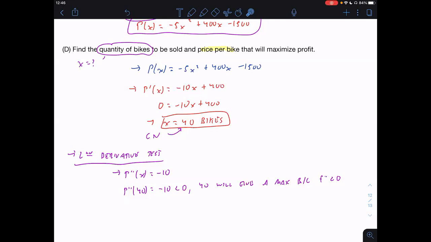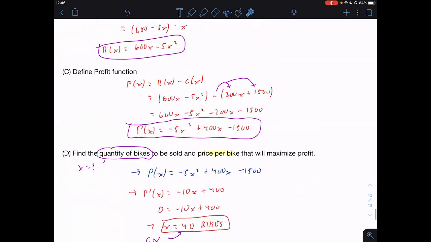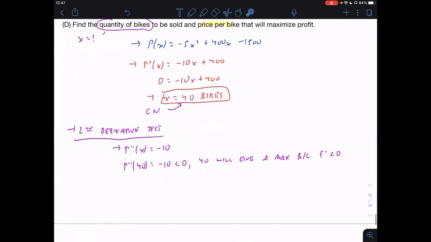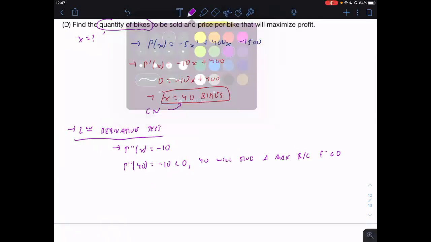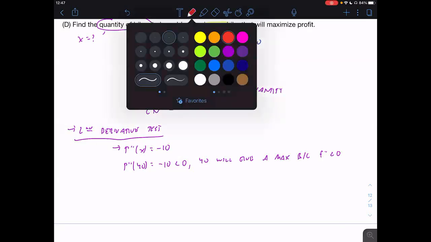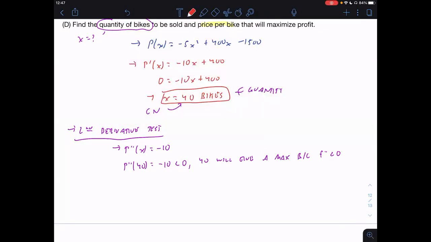So how can we figure out what the price per bike has to be if we need to produce and sell 40 bikes? By plugging 40 into our price function. Okay, so we found the quantity. So this is the quantity here. Now I have to figure out the price per bike.